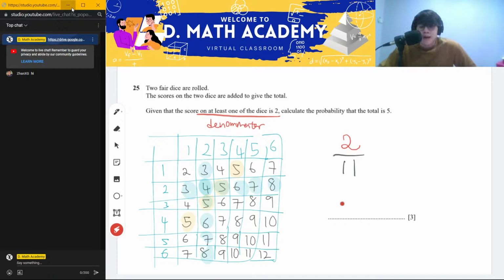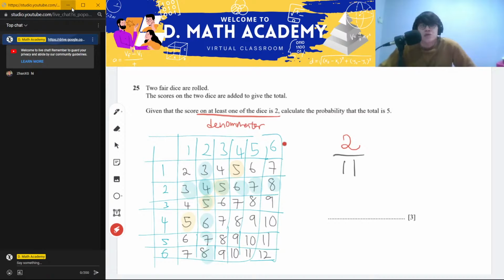What do they mean by at least one of the dice is 2? Yeah, one of the dice is 2. What they mean by at least one of the dice is 2 means that dice 1 is 2. Okay, this one at the top is dice number 1, and then this one here, the vertical one, is dice number 2. That's what they mean. So this 2 here will help you identify the denominator. You understand?